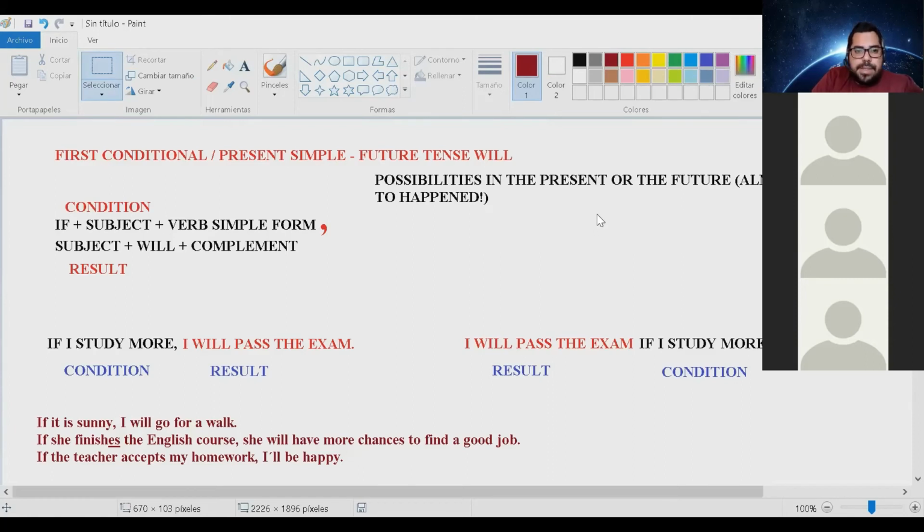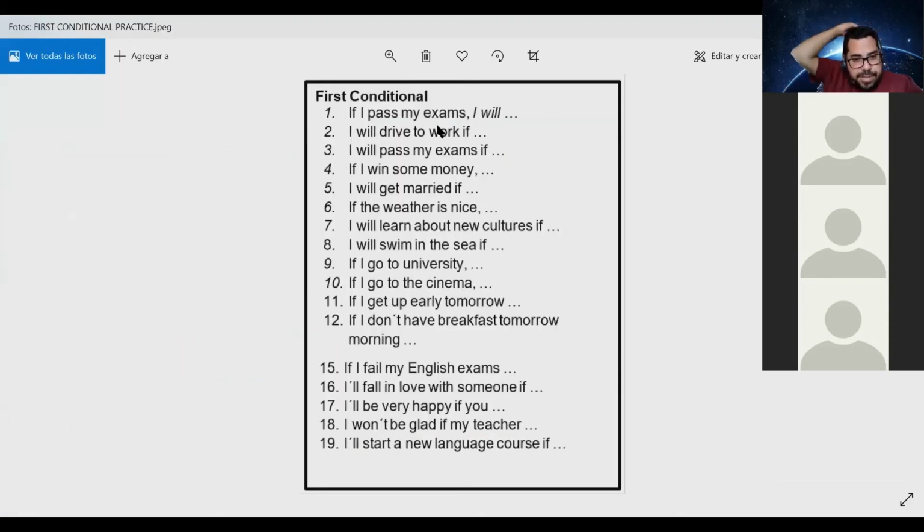The next one. We're almost finishing. I need to finish. If I don't have breakfast tomorrow morning, we're gonna read one and move on to the other group. The next one, Carlos: if I don't have breakfast tomorrow morning, I will buy something in the soda shop. That's a good alternative.